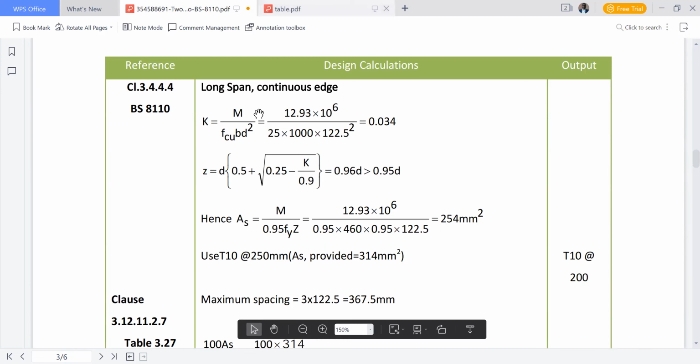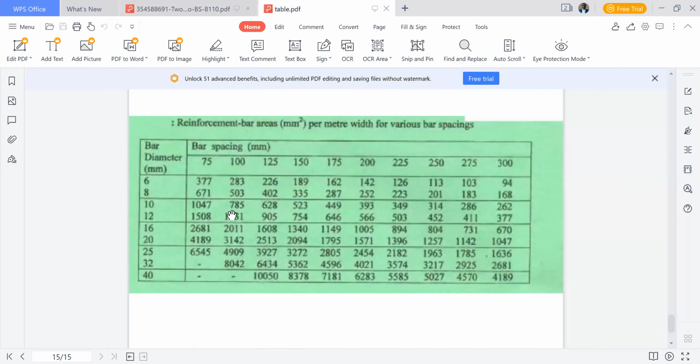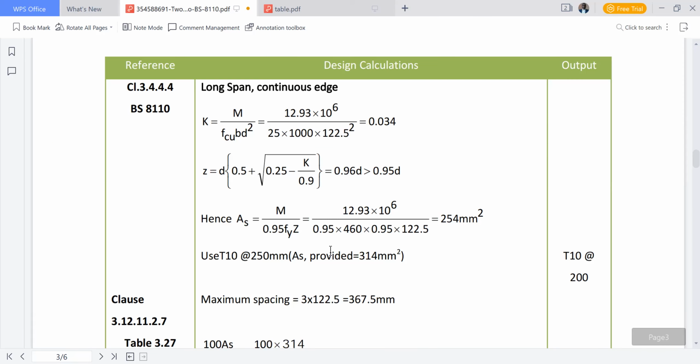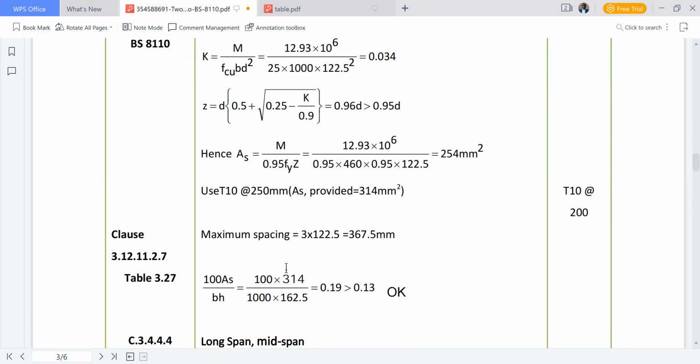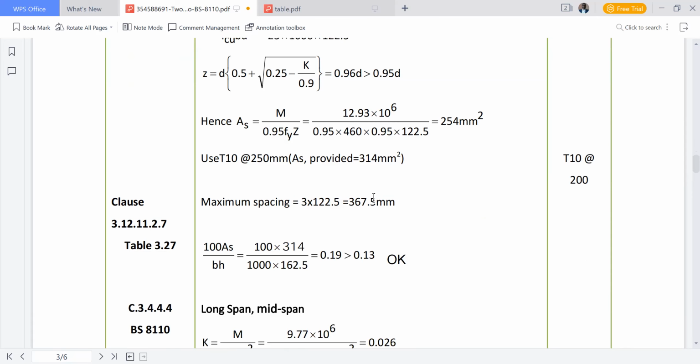Now from the table, you move along 10 diameter. So you'll find that we picked 314, which will give 10 diameter bar at a spacing of 250 millimeter center to center. So you use twisted bar, 10 millimeter diameter, placed at 250 millimeter center to center. Then the maximum spacing automatically is more than what we provided, so it is okay.